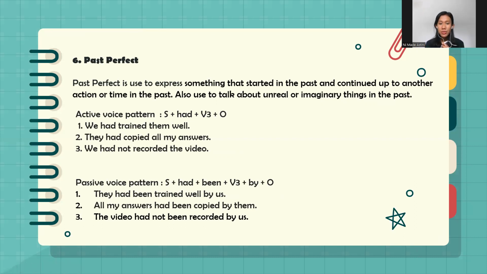The examples: We had trained them well. They had copied all my answers. We had not recorded the video. So if you want to change it to passive voice, you need to add had and been. Them becomes the subject, and then it should be they. They had been trained well by us. Number 2: All my answers had been copied by them. Number 3: The video had not been recorded by us.